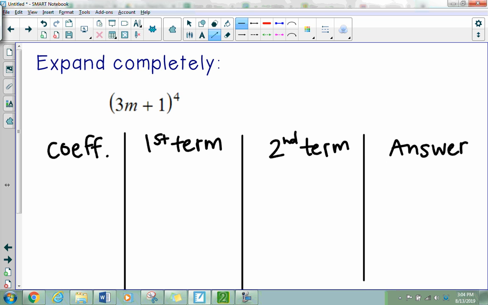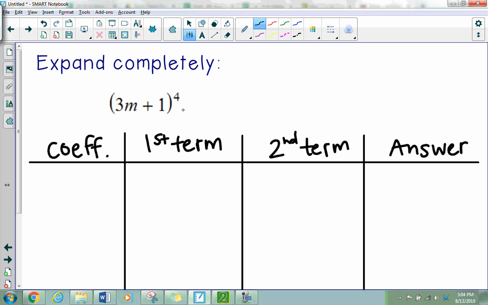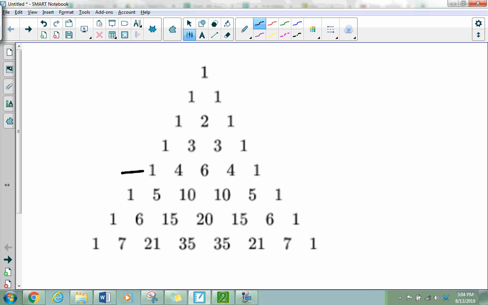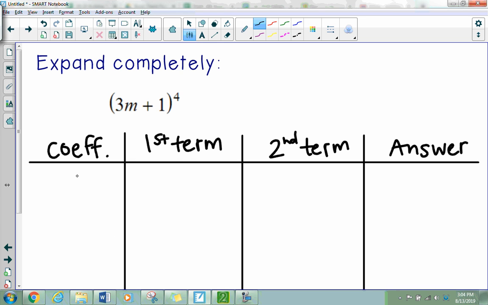and go from there. Now, to know the coefficients that you need from Pascal's triangle, you use whatever the exponent is outside of the binomial. So in this case, if I go to Pascal's triangle, it would be this row right here. Those are the coefficients that I want, because that's the 4th row where the 4 is in the second position. So I list those out. It's 1, 4, 6, 4, and 1.